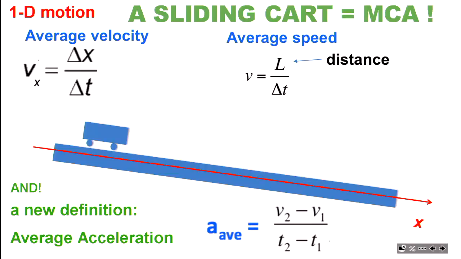So when speed changes, we need something to characterize how fast velocity changes, because velocity is more important than speed. Velocity also has a direction. And of course, when something changes, we calculate the rate of change of that thing. And this is an official definition of a new variable which describes how fast velocity changes. We call it, well, in this situation, average acceleration: final velocity minus initial velocity over time.